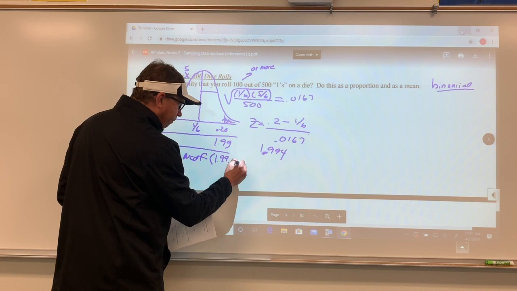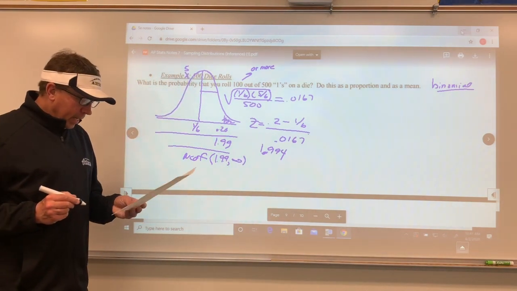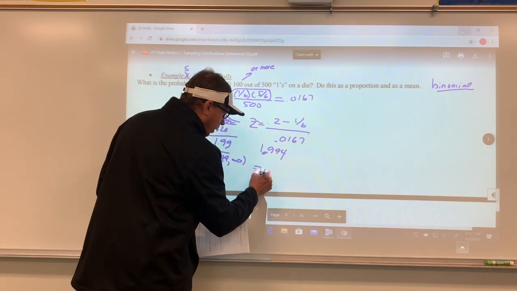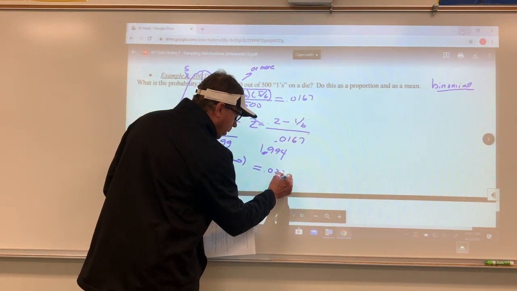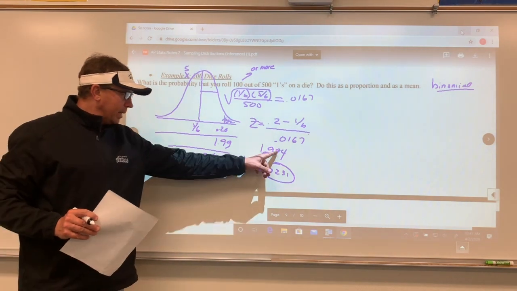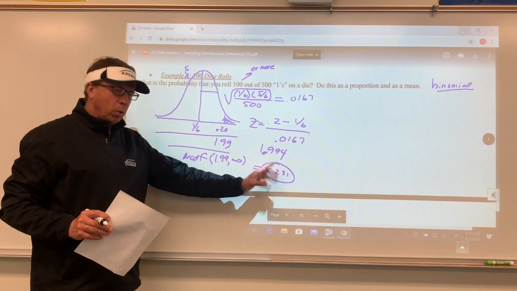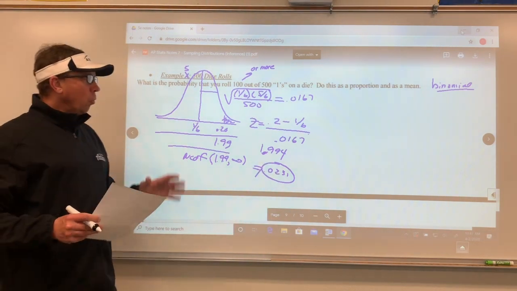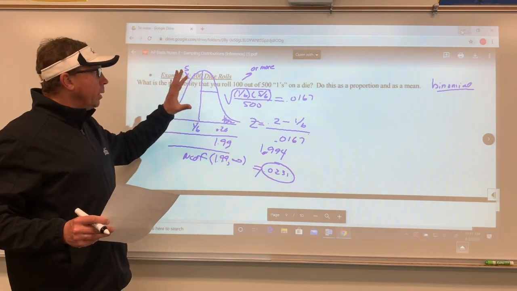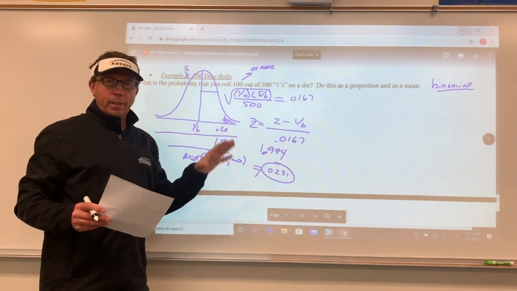Comma, some form of infinity, probably type in 100 or 1,000, and you're going to get an answer of about 0.0231. Now I'm going off my notes, so I forget if I put that z-score in or I put 1.99 in, but it's 0.0231 about. Okay, great. There's how to do this proportion. That's just what you are expected to know.